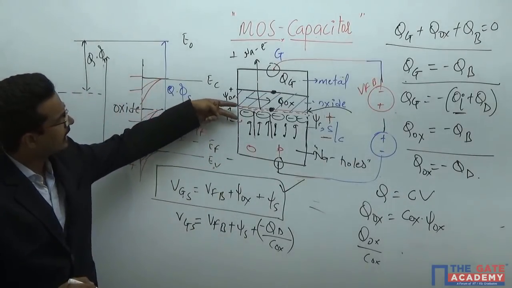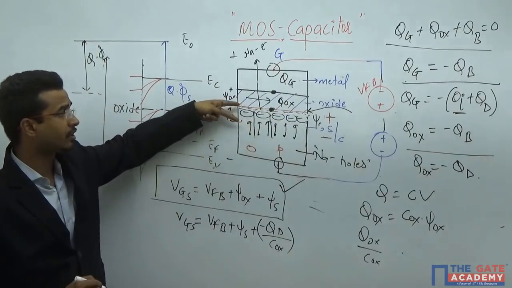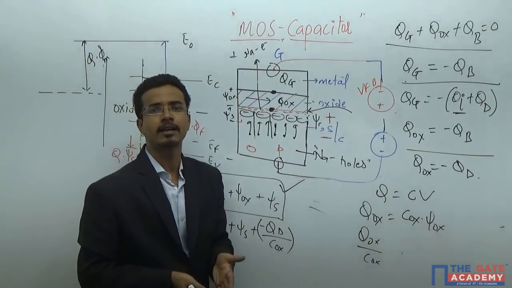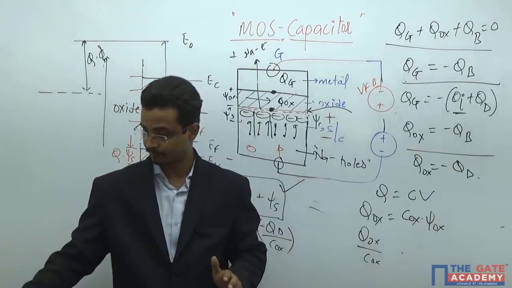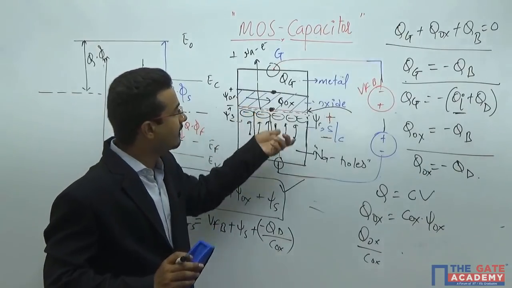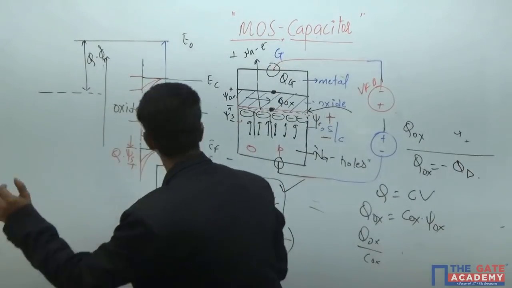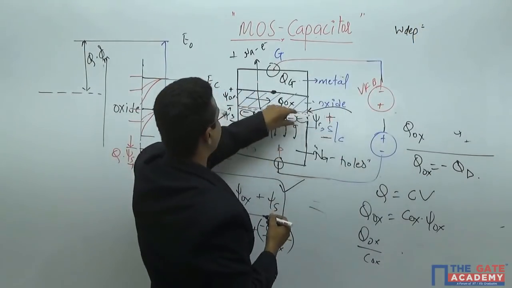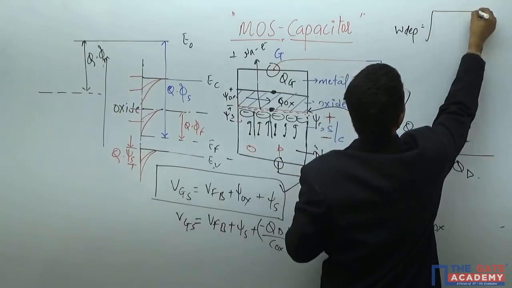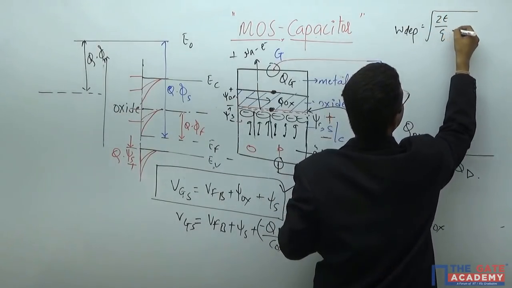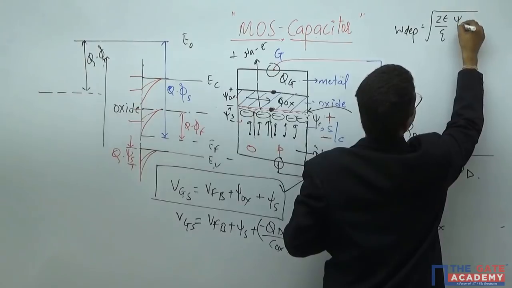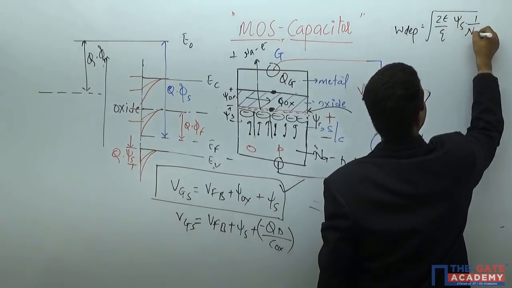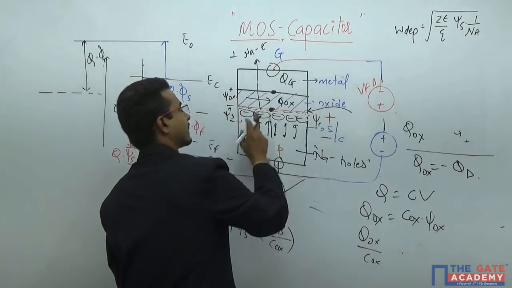And here you are getting the depletion region only on a single side. Yes or no? In the bulk only; you are not getting any depletion region on the other side, and it will act as a single-sided junction. And if it acts as a single-sided junction, then the depletion region W dep on this side equals root over 2 epsilon by Q, psi S, the voltage across this, upon NA, the doping on the bulk side.